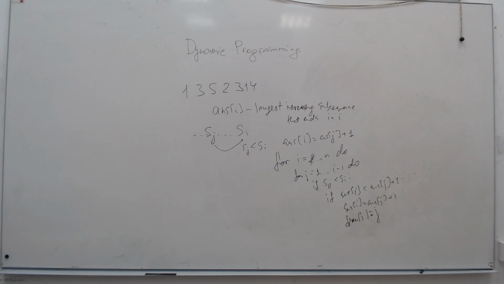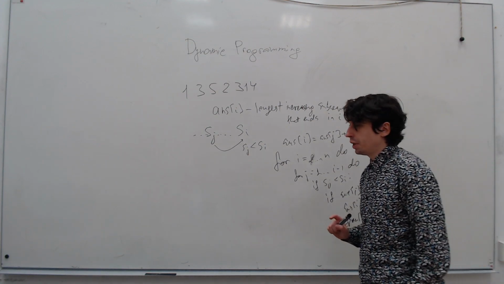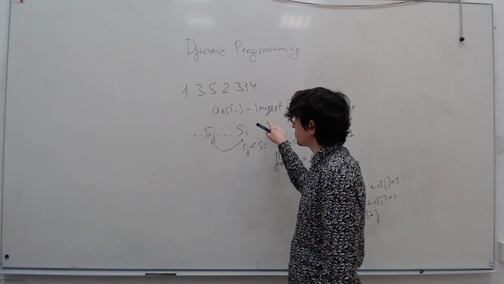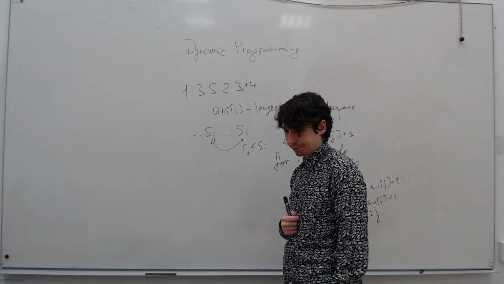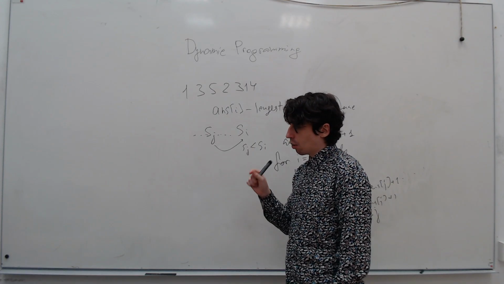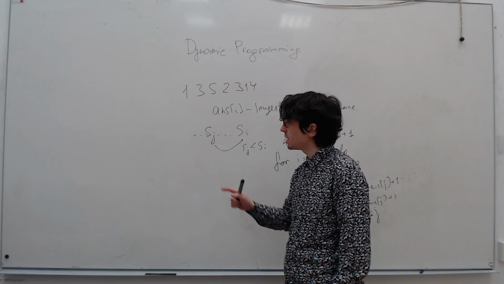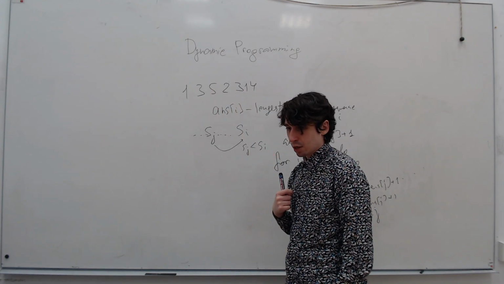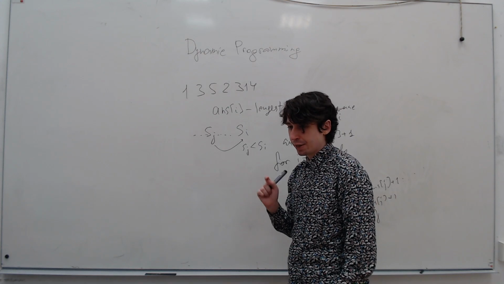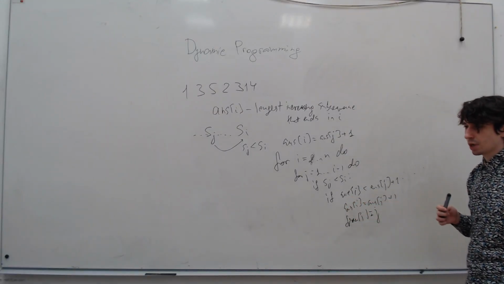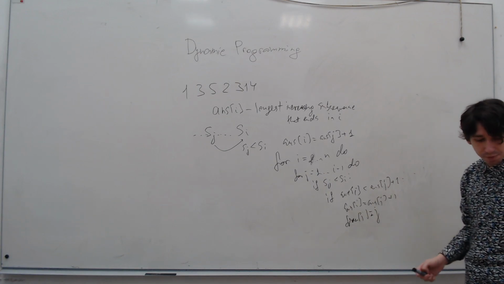Okay, the only question which is left. We calculate for each i the longest increasing subsequence that ends at i. But our original problem was to calculate the longest increasing subsequence in the array. So where should we find the answer? How should we find the answer, to be more precise?